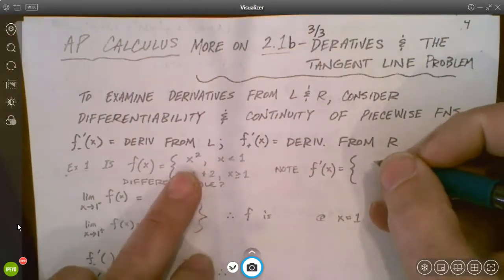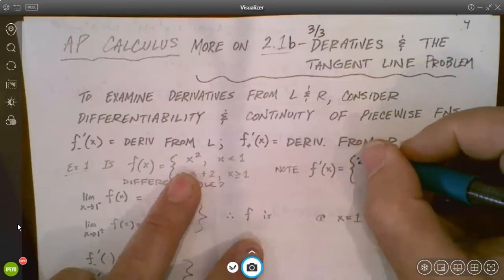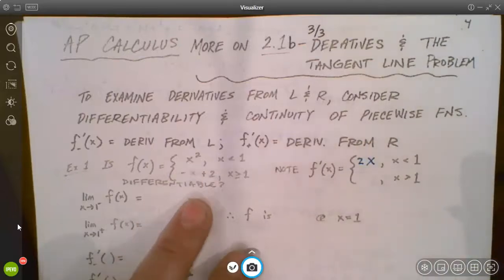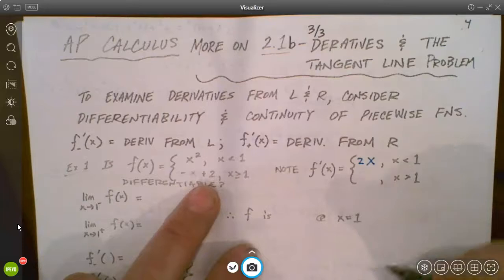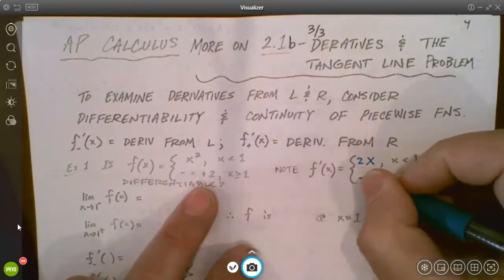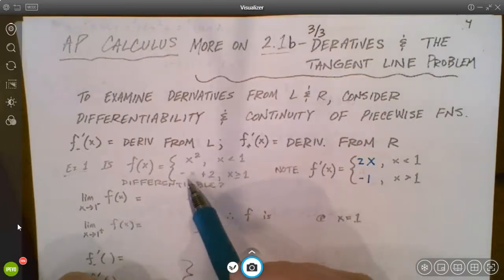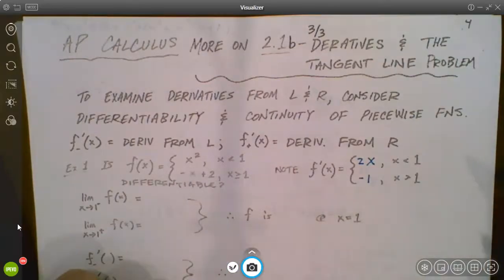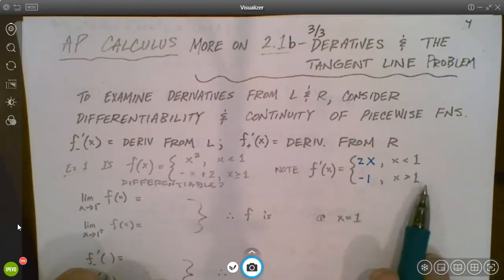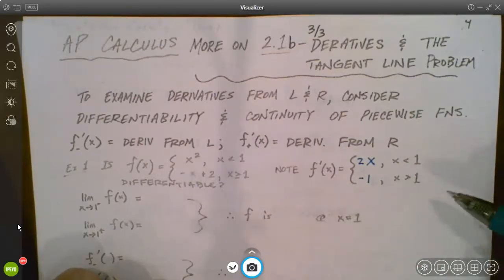So if we wanted to find the derivative of x squared, we're simply going to get the function 2x. And if I wanted to find the derivative of this, we know it's going to be -1. Why do we know it's going to be -1? Well, remember, this is just a line. This is in the form of y equals mx plus b. So m, the slope, is -1 everywhere on this line, because a line has a constant slope. And so it's just going to be a constant of -1 everywhere to the right of this guy. Okay, so those are the two derivatives on either side of where x equals 1 for this piecewise function.